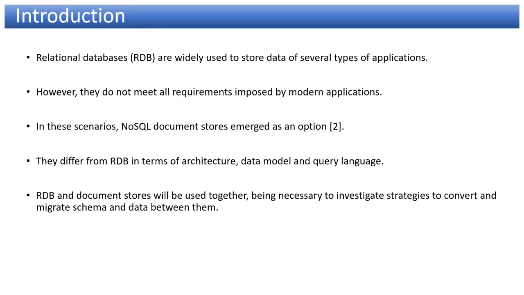Relational databases, or RDB, are widely used to store data of several types of applications. However, they do not meet all requirements imposed by modern applications. In these scenarios, NoSQL document stores emerge as an option. They differ from RDB in terms of architecture, data model, and query language. RDBs and document stores will be used together, being necessary to investigate strategies to convert and migrate schema and data between them.